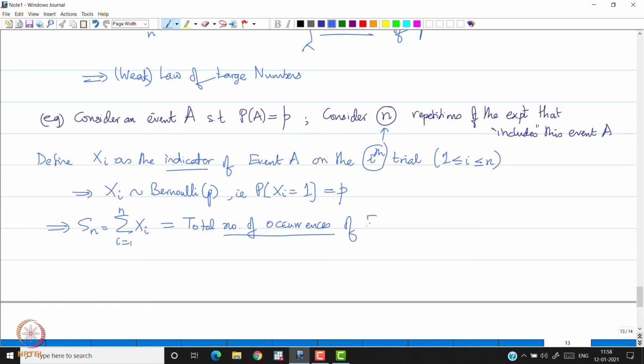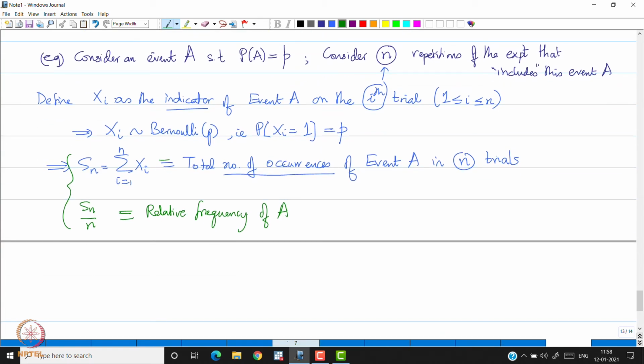number of occurrences of event A clearly in the n trials, and Sn by n is going to be the relative frequency of the occurrence of A, or let us simply call it the relative frequency of A. Okay. So Sn by n is the relative frequency of A, and Sn itself is the total number of occurrences.